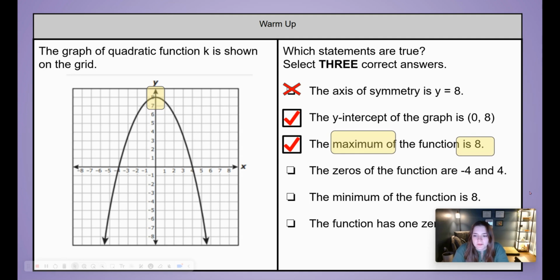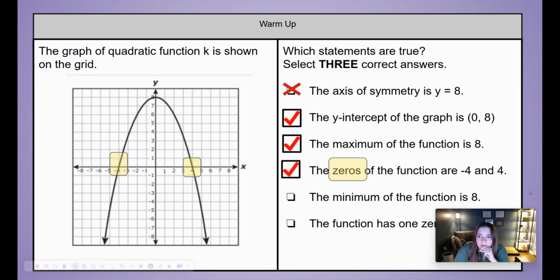You need 1 more. This next one says the zeros of the function are at -4 and 4. Remember, zeros are where it crosses on the x-axis. So remember, your x is your horizontal. Look at where the lines go through on that x-axis. Does it cross at -4? It does. Does it cross at 4? It does. So does this count as one of our correct answers? Absolutely.